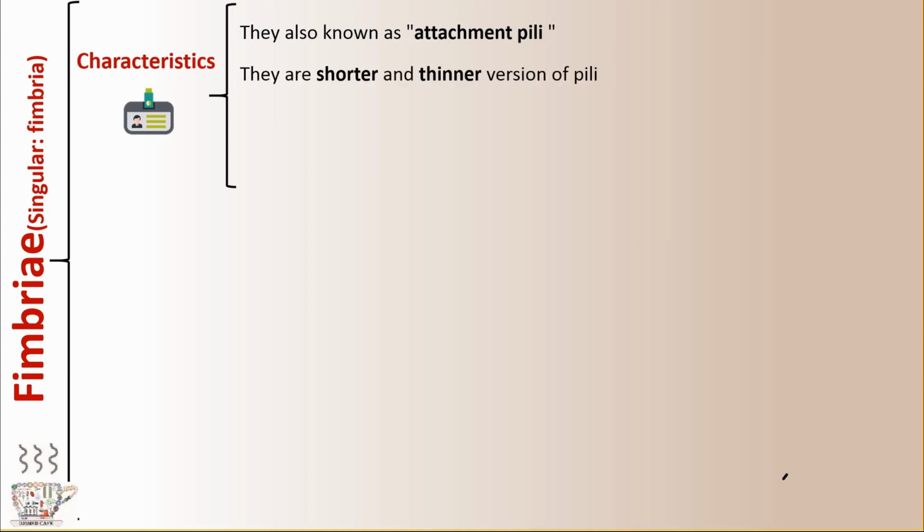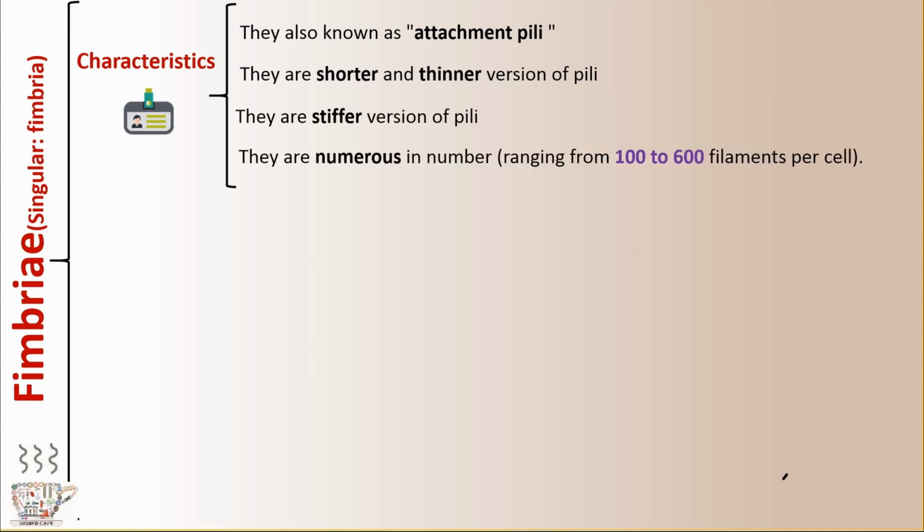I explained about conjugative pili some minutes ago. Now I want to explain about Fimbriae. Fimbriae have some characteristics. They are also known as attachment pili. They are shorter and thinner version of pili. They are a stiffer version of pili. They are numerous in number, ranging from 100 to 600 filaments per cell.